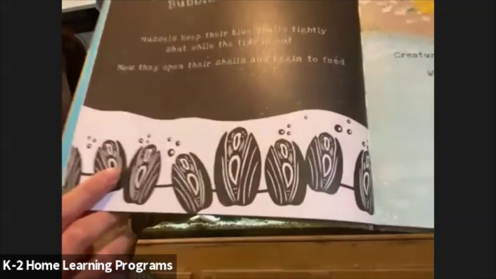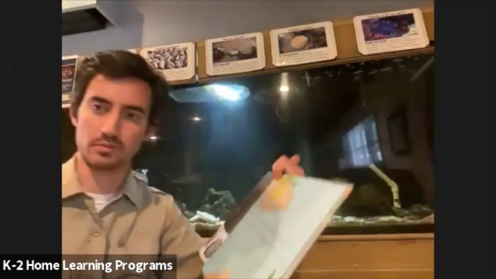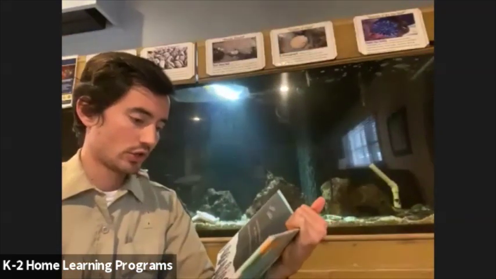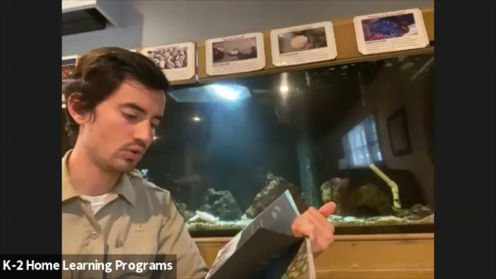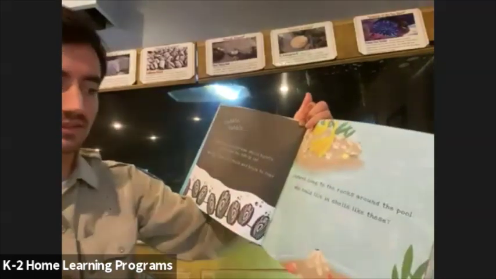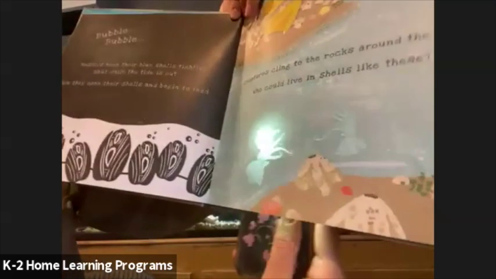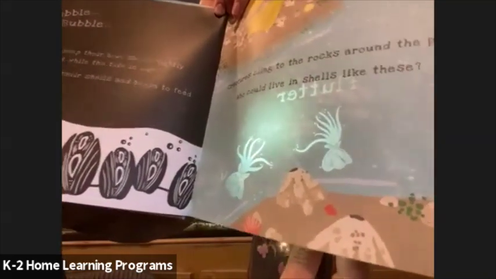Okay, so these are mussels. If you want to draw your mussels, here's one last look at them. Okay, we're gonna be moving on. Creatures cling to the rocks around the pool. Who could live in shells like these? Ready? I'm gonna shine a light. Wow. What do you think those are?